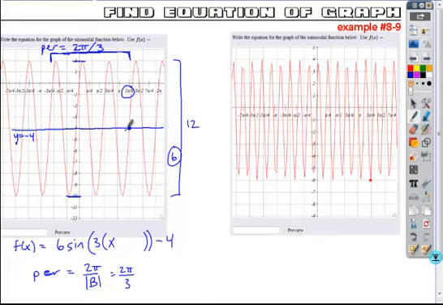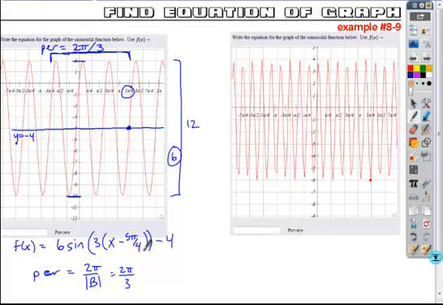So what is my shift? Well, I'm going to use the shift that's provided for me. So I can tell this shifted to the right how many units? There's no mistaking where that given point was. So 5 pi over 4, so I'm shifting x minus 5 pi over 4.